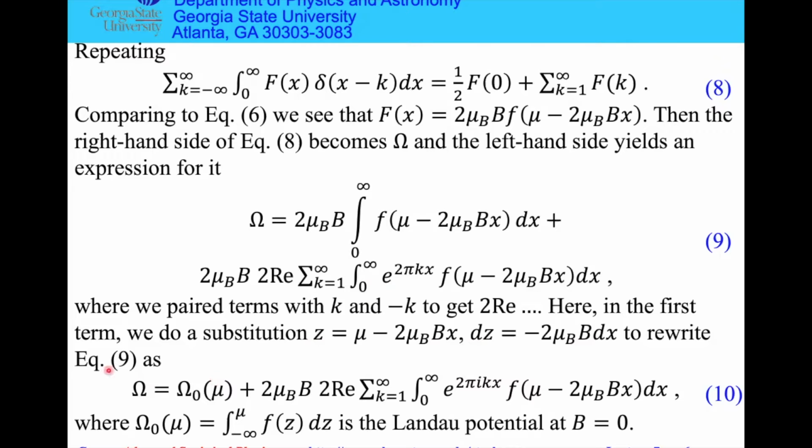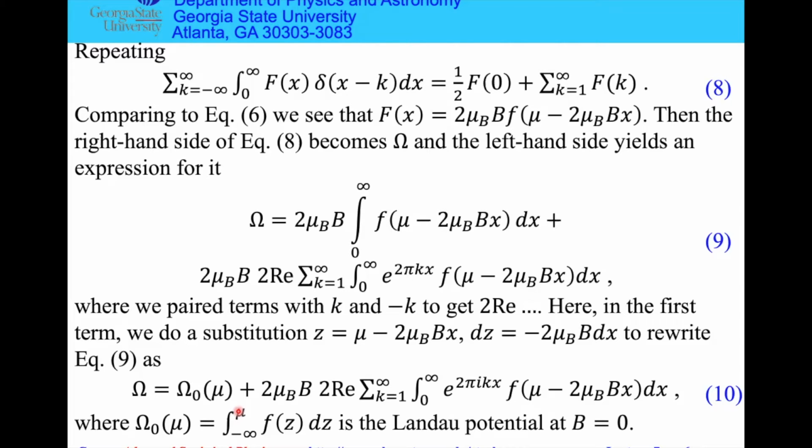And we rewrite this equation as the following. So the first term contains the integral omega naught, the integral from minus infinity to mu. It does not depend on the magnetic field. So this is the Landau potential at B equals 0.